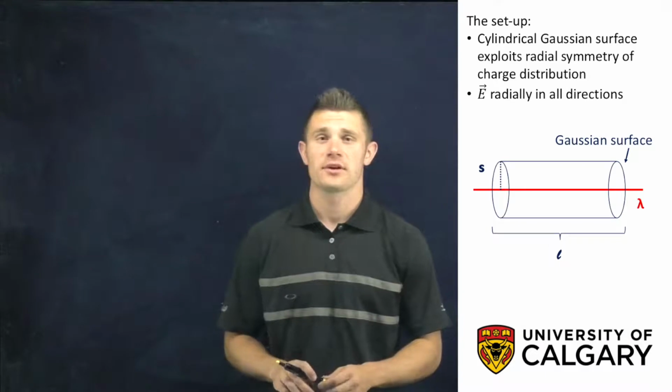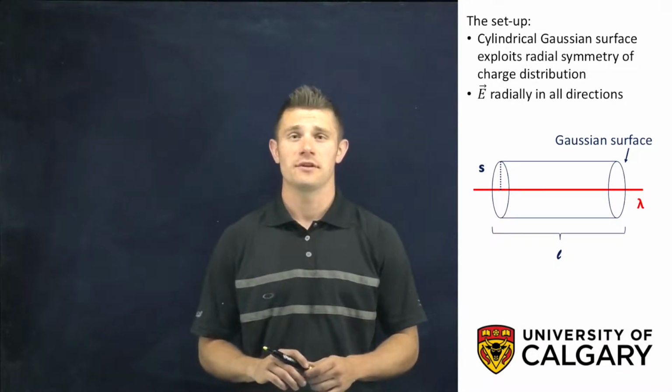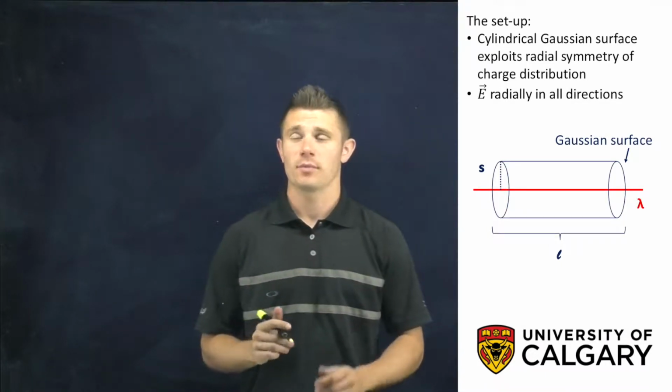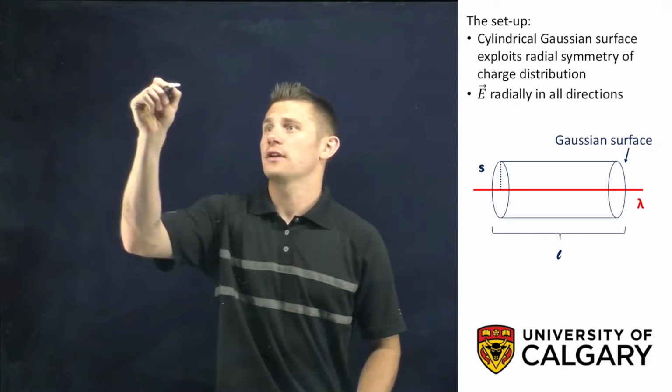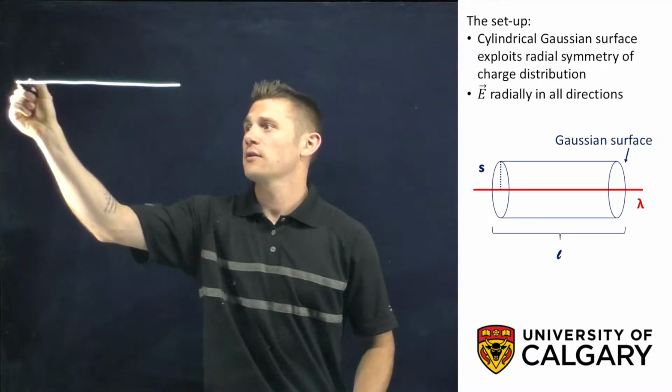Today we'll be using Gauss's law to find the electric field outside of an infinite line of charge. Let's start by setting up the problem. We'll start with this infinite line of charge. We'll just draw a straight line here.